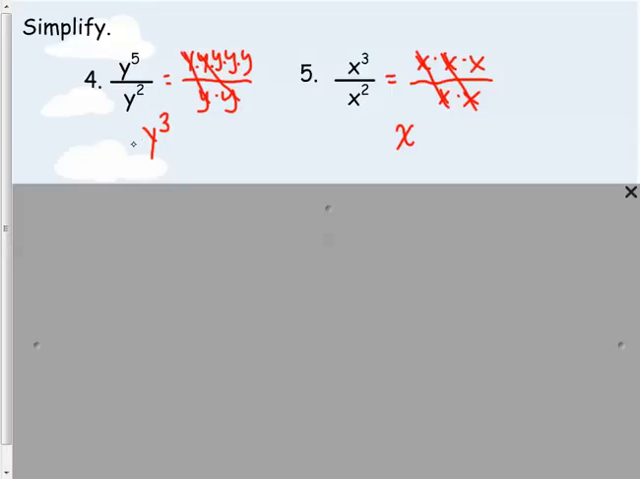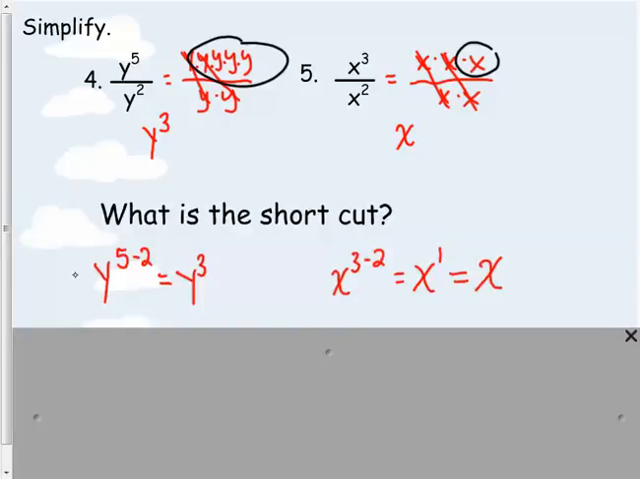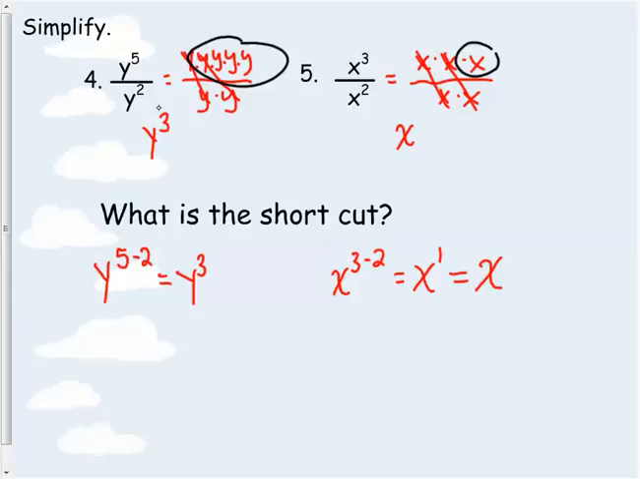Okay, what about division? If I have y to the 5th power divided by y to the 2nd power, it's like having 5 y's written out on top and 2 on the bottom, which means on top I'm left with just 3 y's. Same thing over here. X to the 3rd on top would be 3 x's and 2 on the bottom, and only 1 is left over. So what's the shortcut? The shortcut is that you subtract the exponents and leave the base the same.